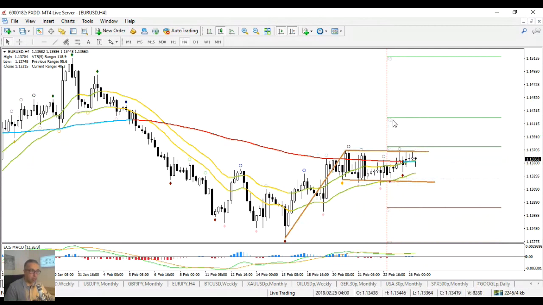It's the weekly R2 pivot point level, and it depends on how it's going to break. Is that going to be a sustainable break? Is it going to be a break that shows a lot of momentum and strength? Then it could still continue higher to the round level of 115, the psychological level.